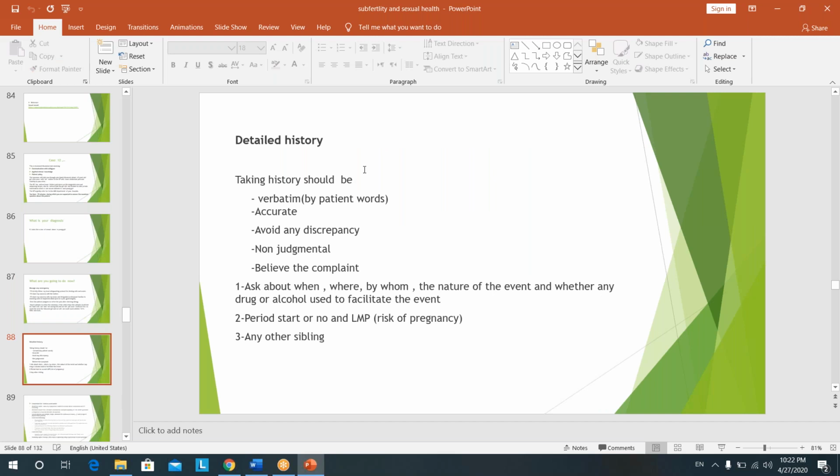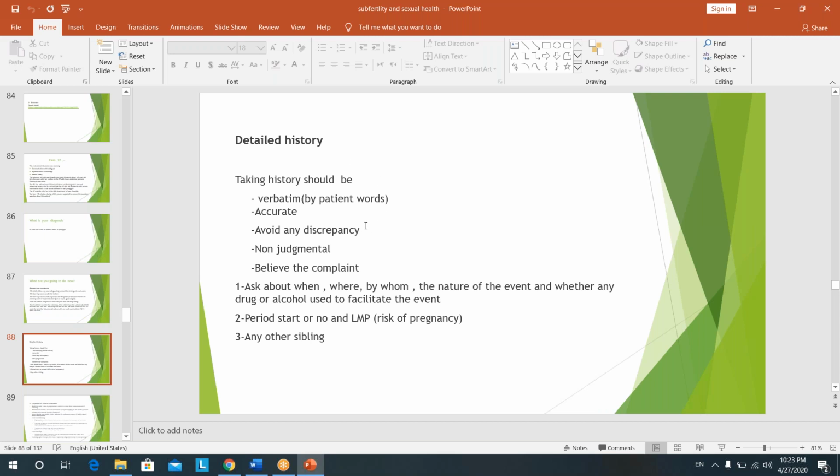Then I will take a detailed history. In this history, I have to be verbatim. What does verbatim mean? This means you take the patient's words accurately and avoid any discrepancy, because this may be used as a legal source. The details she gives us will be very important. So avoid any discrepancy, be non-judgmental, and believe the complaint.